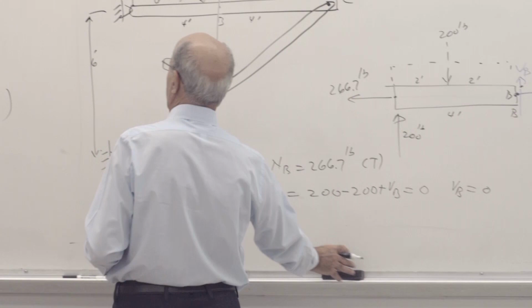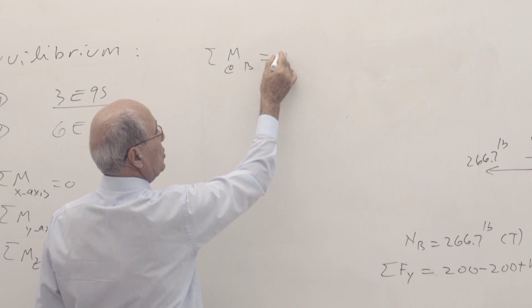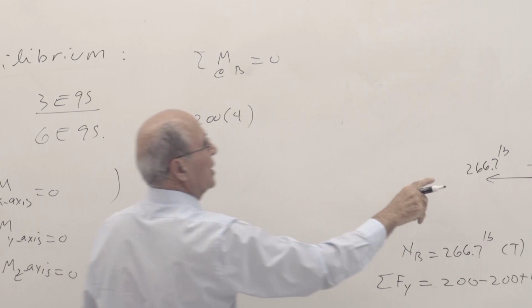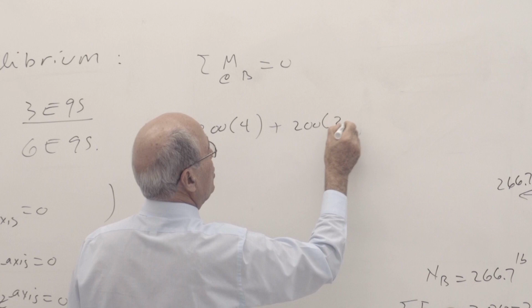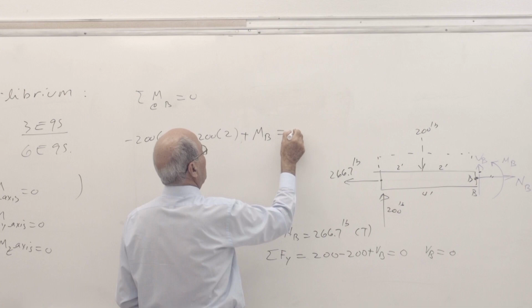So sigma M, where should I put it here? So I can erase that. No. Sigma M at B equal to 0. So you have 200 times 4 going negative. This one doesn't have any moment. Plus 200 times 2, this way positive. Plus, don't forget, there is MB sitting there. Yes or no? Plus MB, correct? Equal to 0.